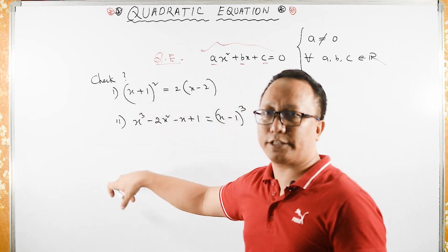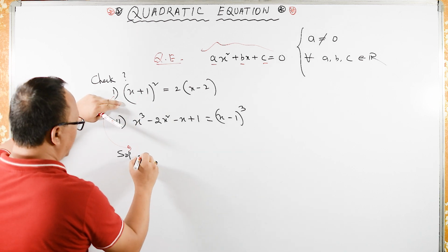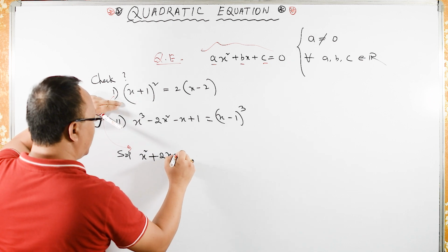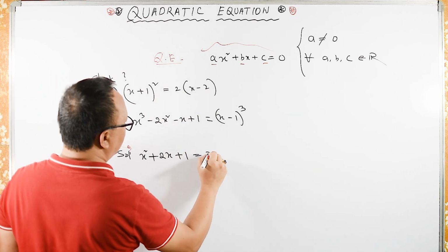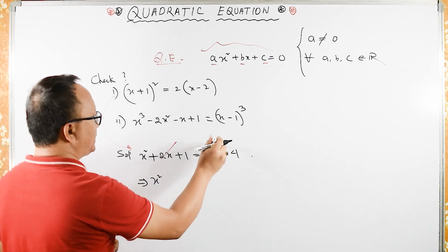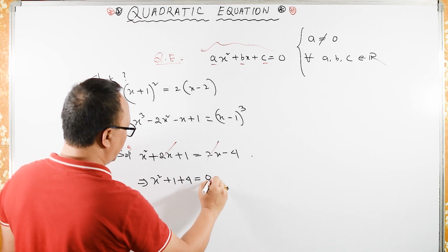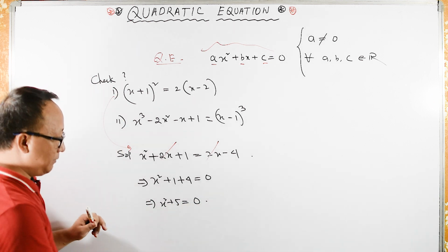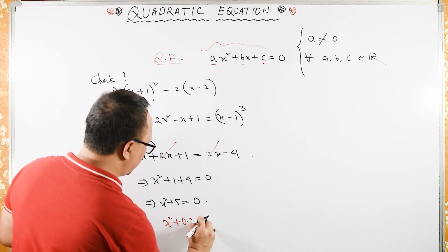So for this, we need to expand this. Here (a − b)² is the same as a² plus twice ab plus b². If I multiply this, it becomes 2x − 4, and the twice x terms get cancelled. What we have here, plus 1 plus 4 = 0, implies x² + 5 = 0. This can also be written as x² + 0·x + 5 = 0.